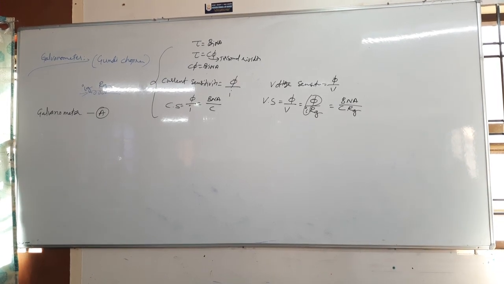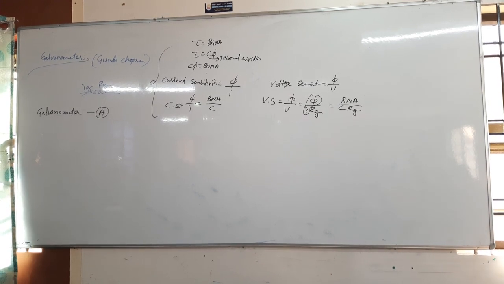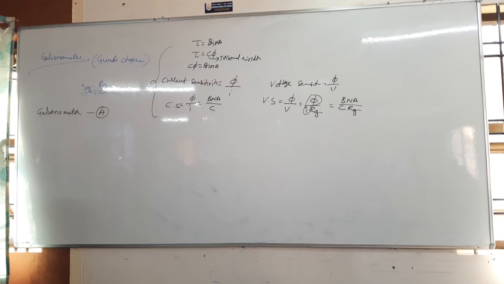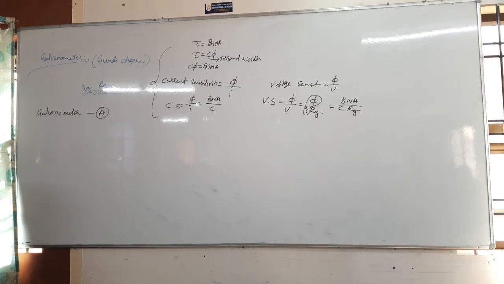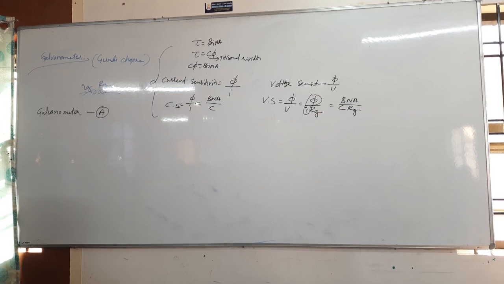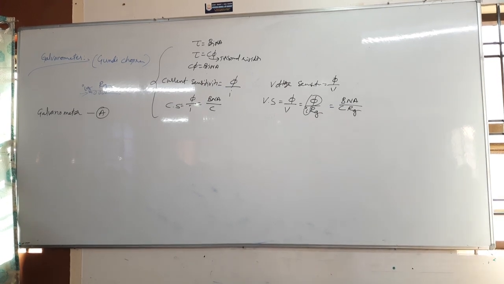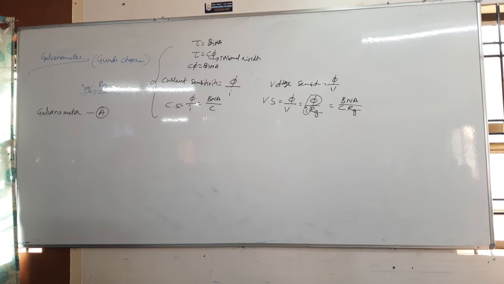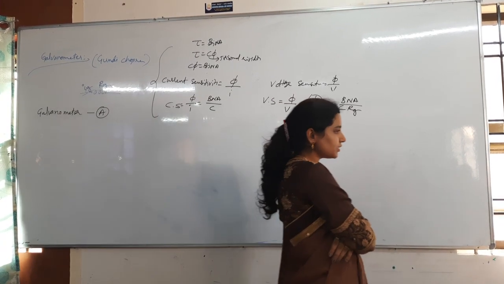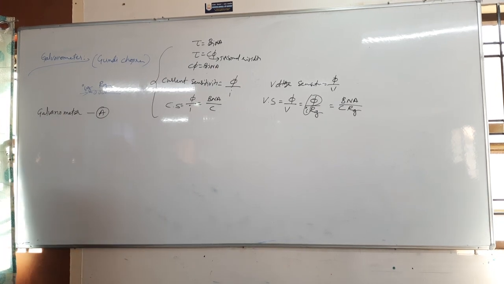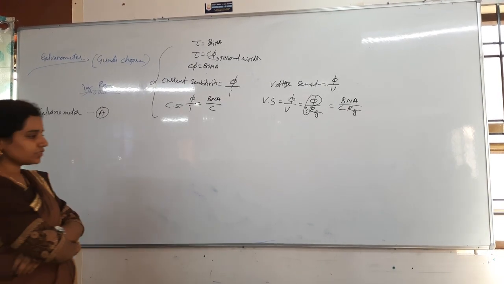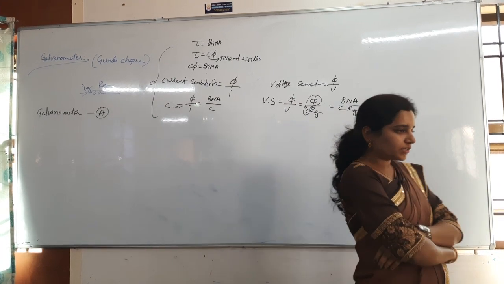Finish the voltage sensitivity and current sensitivity. Then write in the next line, the galvanometer can be converted as an ammeter and voltmeter by connecting a small resistance in parallel, in bracket shunt resistance, and a large resistance in series.